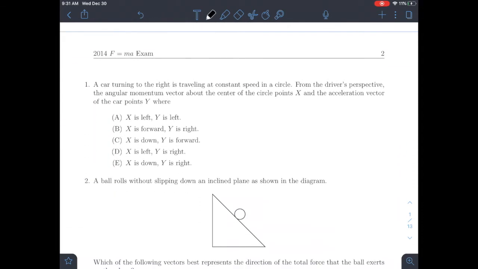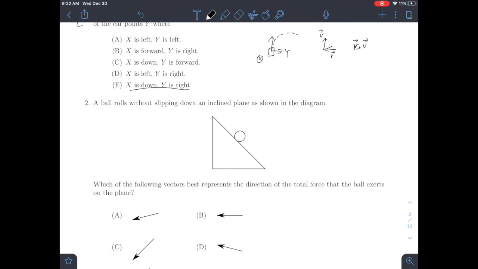First, a car turning to the right is traveling at a constant speed in a circle. From the driver's perspective, the angular momentum vector about the center of the circle is x and the acceleration vector of the car points y. What are the directions? Let's first draw a diagram. We can see the acceleration is turning to the right because it's centripetal force. Then the angular momentum vector is the cross product of the radius and the velocity, which we calculated to be pointing downwards, which is E.